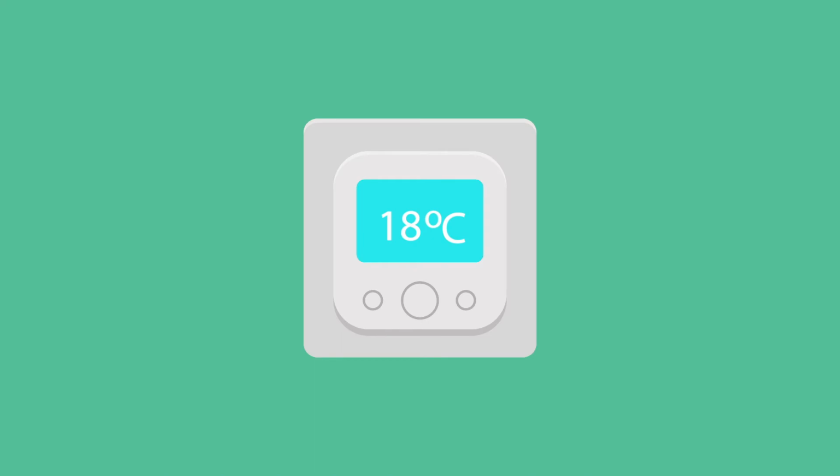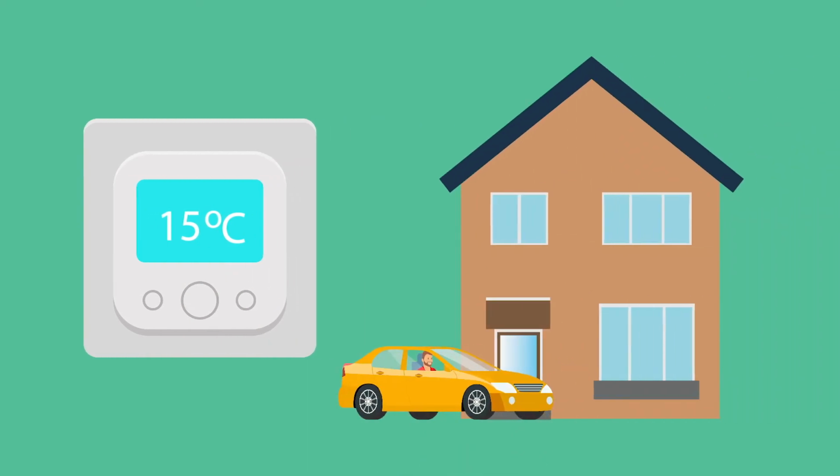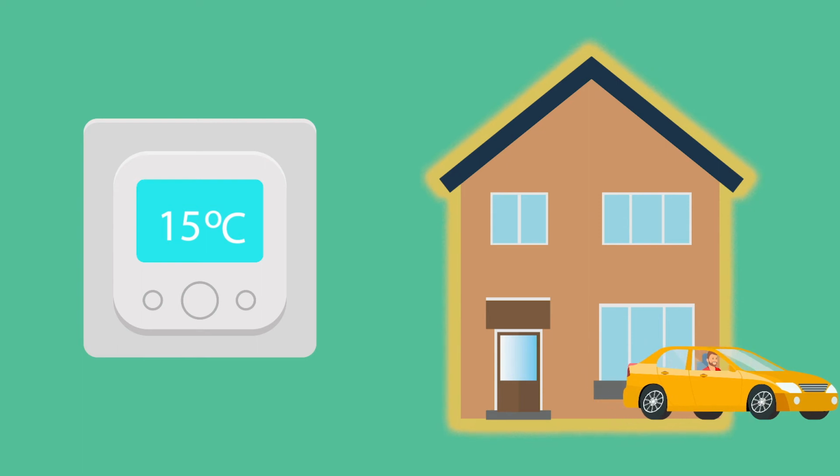Heat pumps are designed to run 24/7, so don't turn them on and off as this will cost you more. Instead, use the thermostat to control the temperature. Set the thermostat to a lower temperature of around 15 degrees when you're out or at night. This keeps the fabric of the building warm and will save energy costs in the long run.